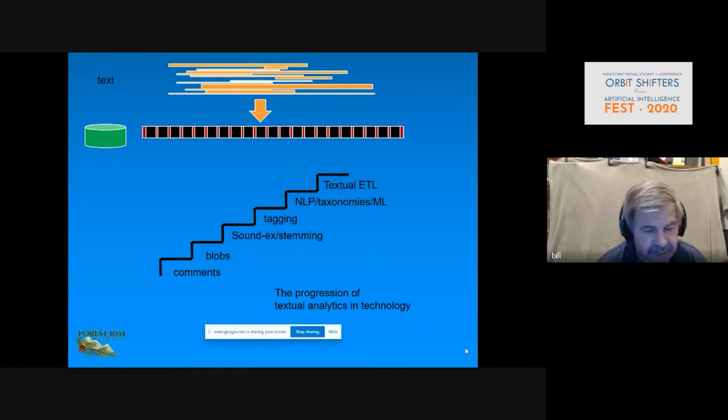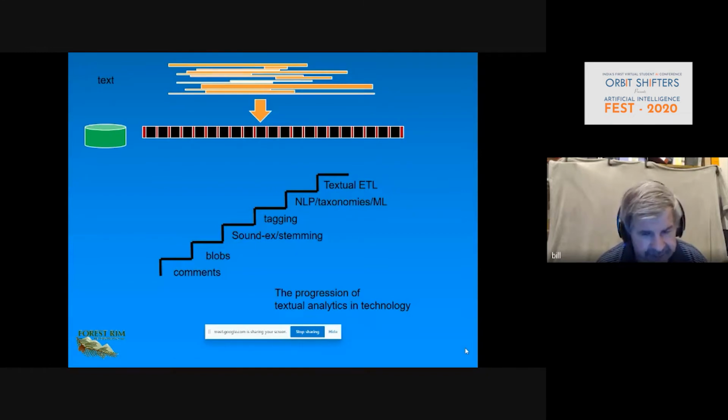The database vendors recognized the problems with comments, and soon there was another data type called a blob. With a blob, we could handle variable length data, and we solved that problem. However, just because you can put text into a blob doesn't mean you can do anything with it. So pretty soon, we found some technology called Soundex and stemming. Soundex and stemming were an approach to trying to cope with text. The problem is they really only addressed a small part of the problem of dealing with text.